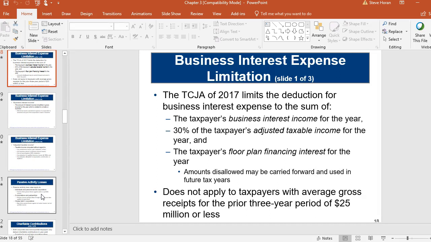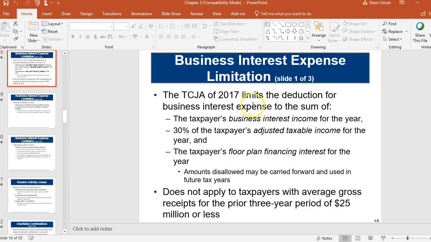Then there's an interest expense limitation. The limitation on interest expense is limited to the sum of the taxpayer's business interest income for the year, 30% of the adjusted taxable income for the year, and the taxpayer's floor plan financing interest for the year. Okay. Amounts disallowed can be carried forward and used in future years. It does not apply to taxpayers with gross receipts of $25 million or less.